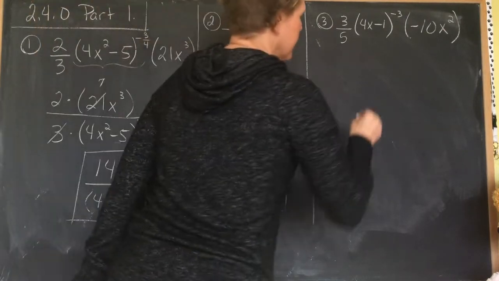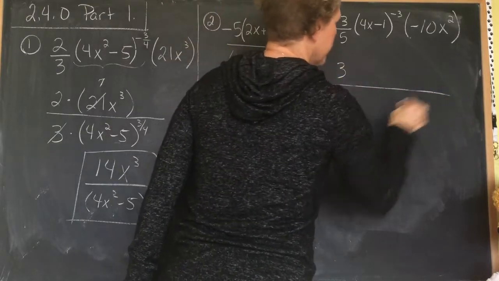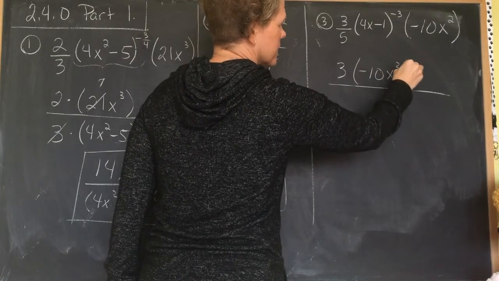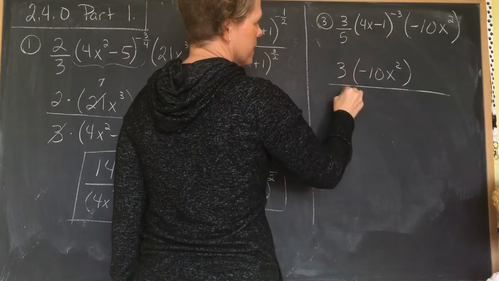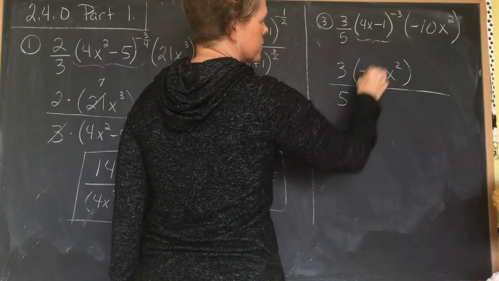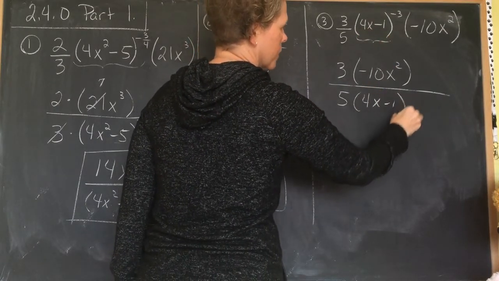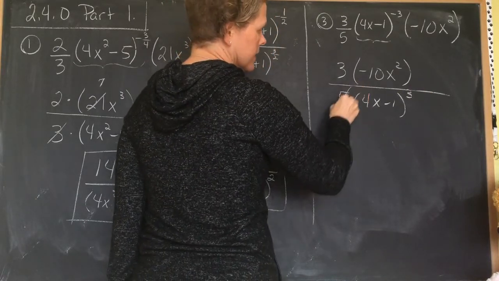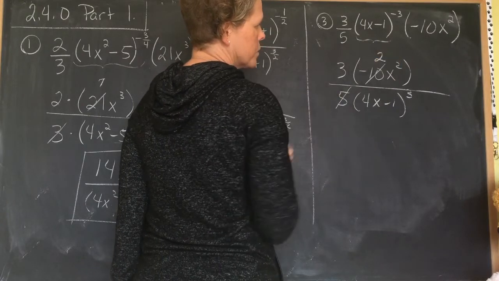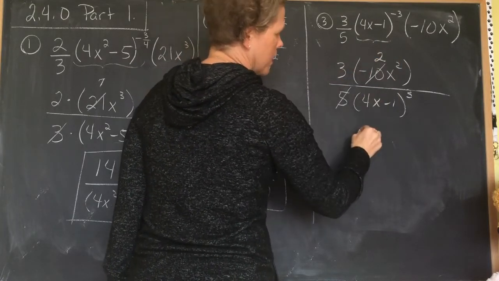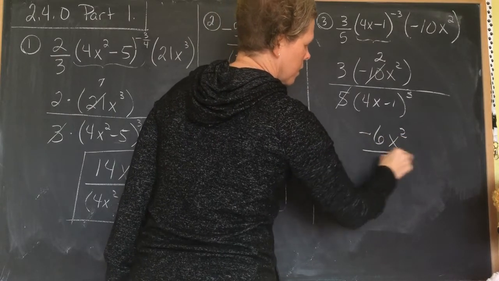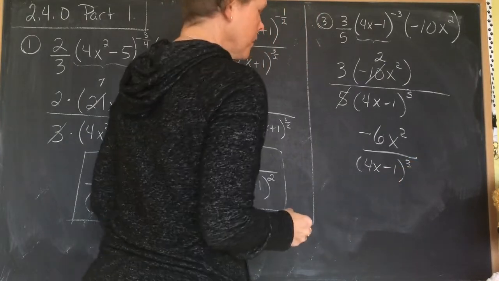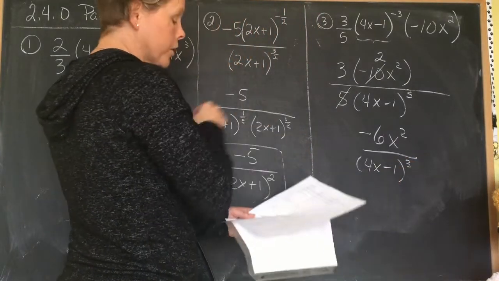All right, this guy here, again, I have a 3 on the top. I'm going to have that negative 10x squared on the top. 5 is on the bottom. And this term moves to the bottom, and I'm going to make it a positive exponent. Once I get to this point, now I can just simplify. Again, I could say 5 goes into 10 2 times. So then 3 times negative 2, I have a negative 6x squared over 4x minus 1 to the third. All right, that is the top part of the worksheet, those three.